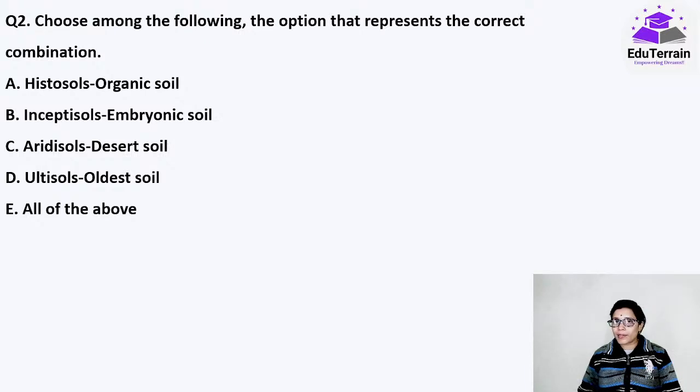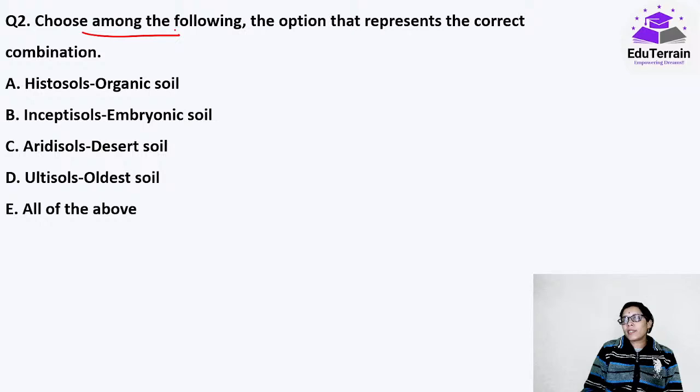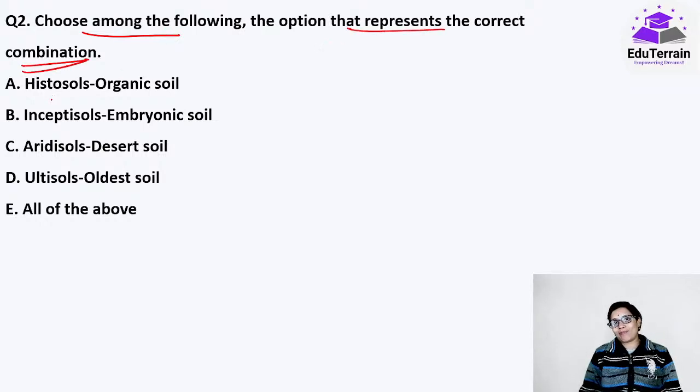Now you have seen the orders. Now always, whatever the orders that are there, they are associated with some alternative names sort of, based on their features. Now choose among the following the option that represents the correct combination. Yes, anyone?